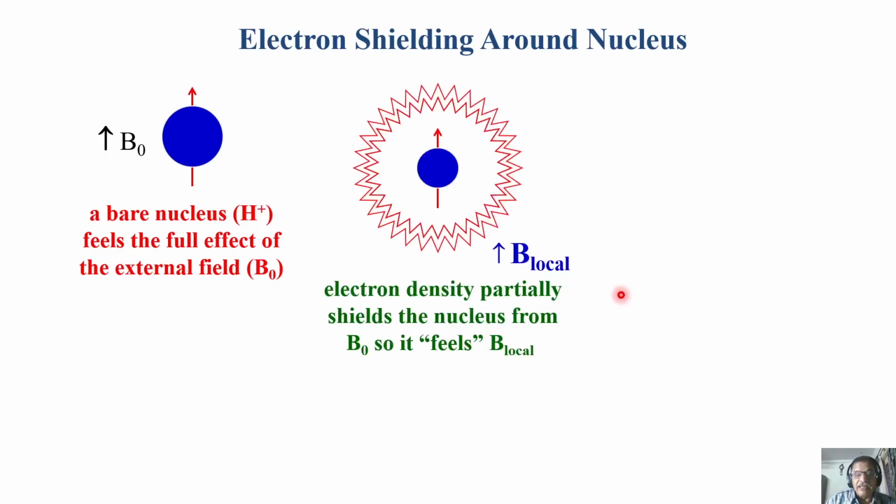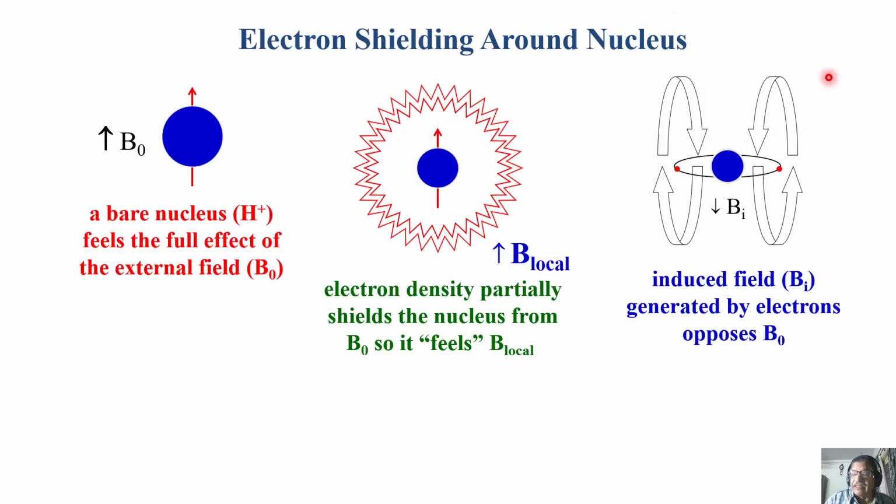Now consider there is a certain electron density, let us say, surrounding this nucleus. There are electrons moving around the nucleus. This electron density partially shields this nucleus. So in addition to B naught, it also sees some local field. The nuclear spins see this local field in addition to the external B naught field. Okay, it sees the local field, and this induced field is generated by these electrons. The induced field always opposes the main magnetic field, that is B naught.